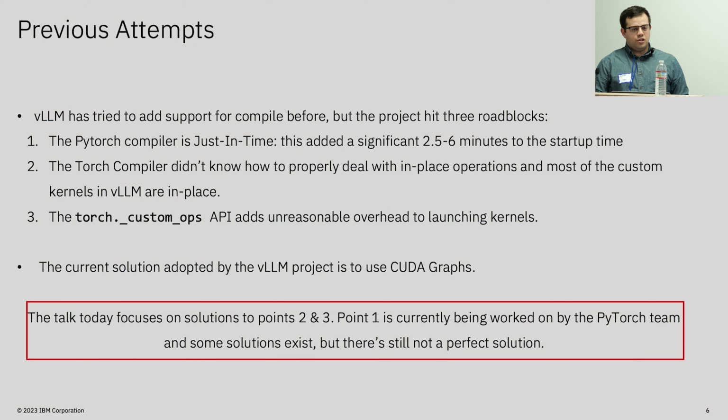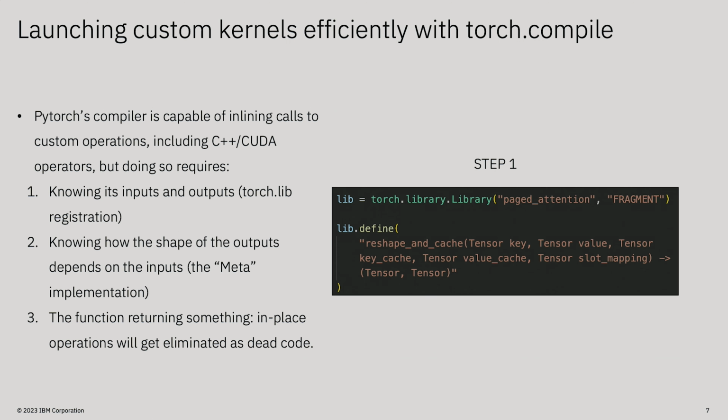There is something called torch export that some people are working on at Meta that should solve this point one, which basically lets you compile the model and get an executable and then just run that executable. But until that is stable and easy enough to use and works well with all these models, we're just going to focus on the second and third points. So how do you launch a custom kernel efficiently with torch.compile?